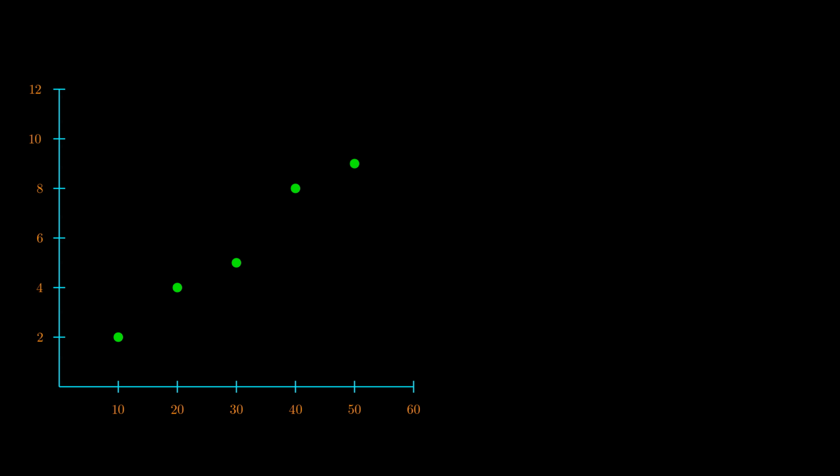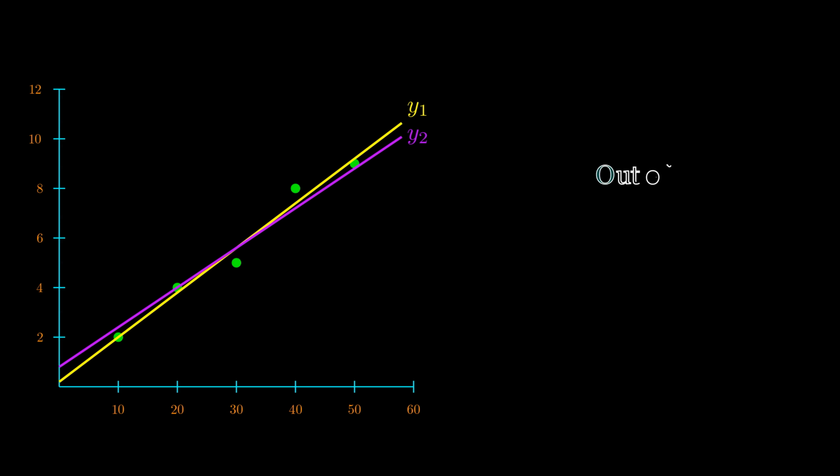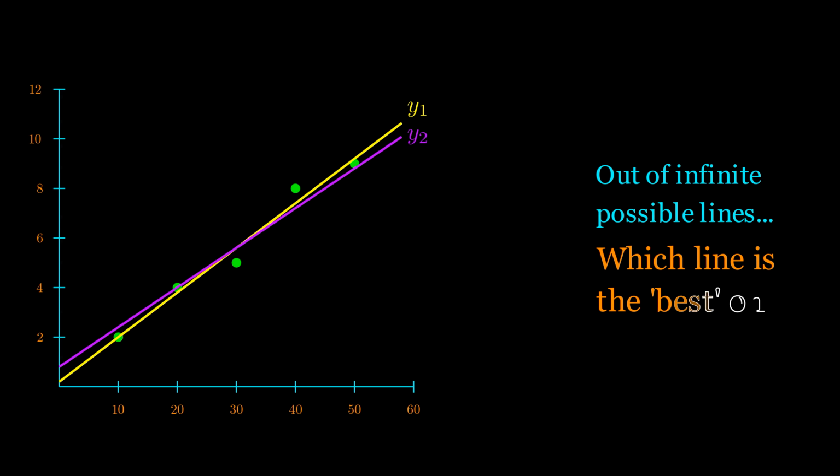Now we come to the real challenge. If you look at the graph, you'll realize that there are actually an infinite number of possible lines that could capture the patterns in our data. We've only highlighted 2 lines here to keep things simple. This brings us to a fundamental question in machine learning. Out of all these infinite possibilities, how do we identify which line is the best one?